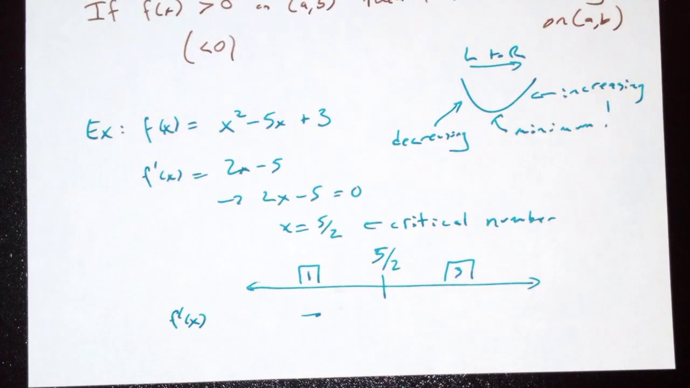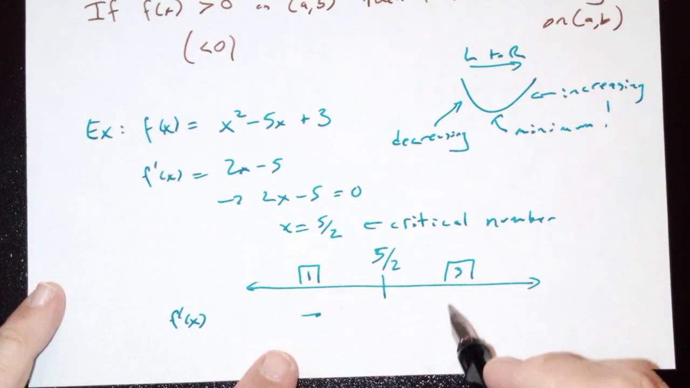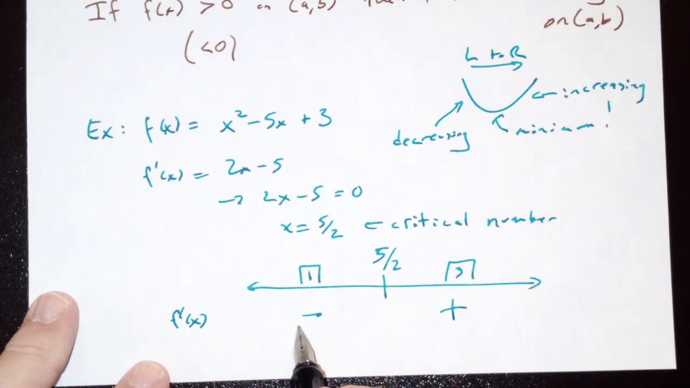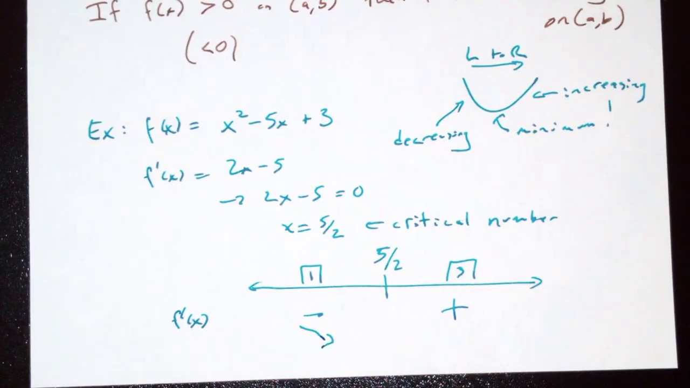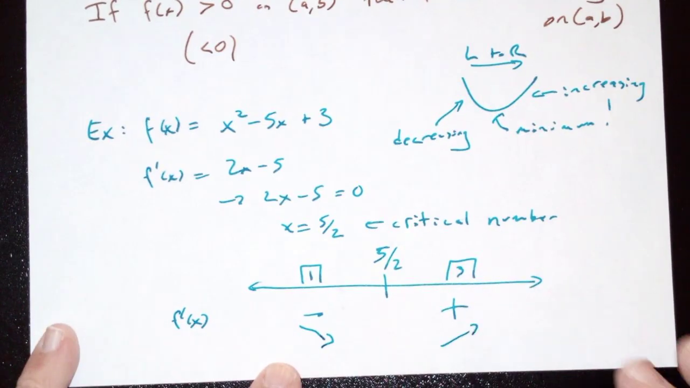What happens when I put in 3? Two times 3 is 6. 6 minus 5 is positive 1. I just care that it's positive. And that means that in this entire section of the graph, my function is decreasing. And in this entire section of the graph, the function is increasing.